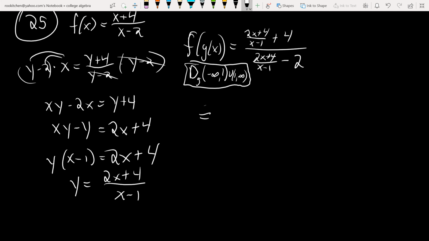Okay, so let me simplify that. So it's going to be (2x plus 4) all over (x minus 1). I need a common denominator to combine these two parts in the numerator. So 4 is the same as 4 over 1, and then I'm going to multiply top and bottom by x minus 1.